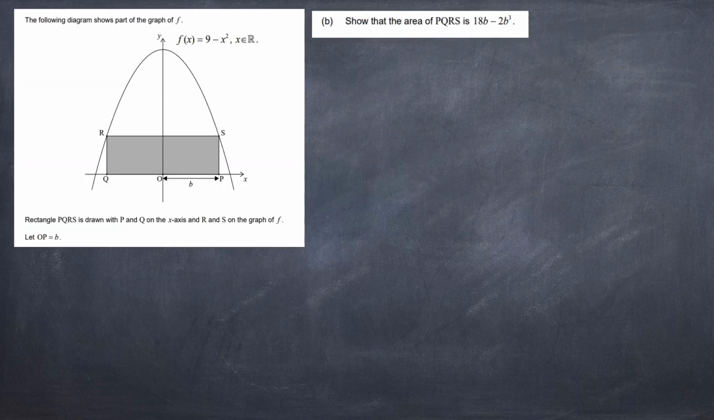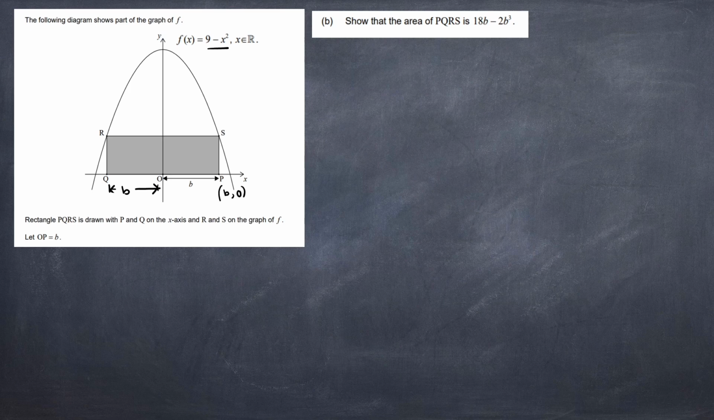So this is the graph of f(x) equals 9 minus x squared. This is the graph of the particular function. Now what we need to calculate: rectangle PQRS is drawn with P and Q on the x-axis and R and S on the graph of f. Let OP equal b. So this portion is b. So obviously this portion will also be b. This is also b.